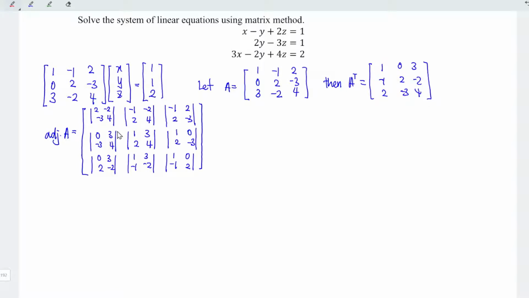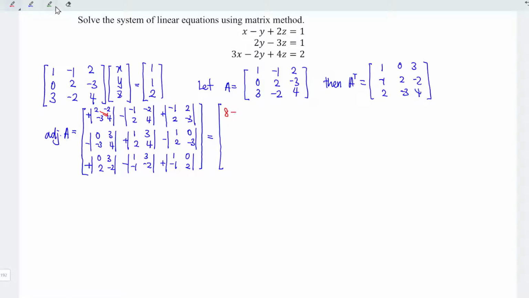A very important step is to insert the plus minus sign alternately. So we should have plus, minus, plus, minus, plus, minus, plus, minus, plus. And this is equal to, recall that the determinant of a 2x2 matrix, let's say A, B, C, D, is equal to A times D minus B times C, which means that for the first entry, we have A times D, which is 2 times 4 equal to 8.